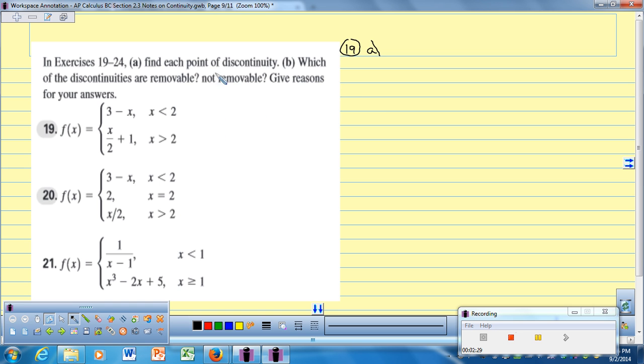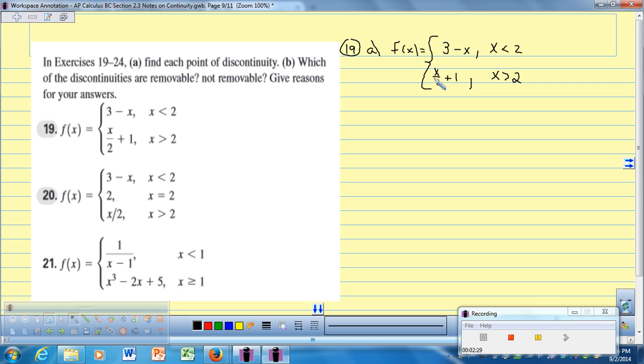Well, if we want to find the points of discontinuity, we need to look at the function itself. Our f of x is a piecewise function. And 3 minus x is just a line, so that is continuous, and our function is defined to be that when x is less than 2. And x over 2 plus 1 is just another line, and our function is defined to be that when x is greater than 2.